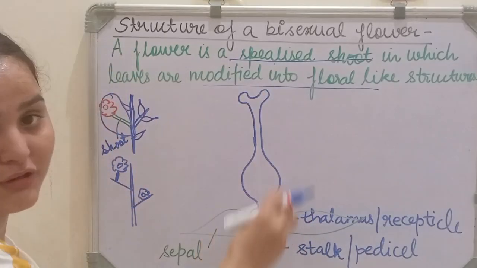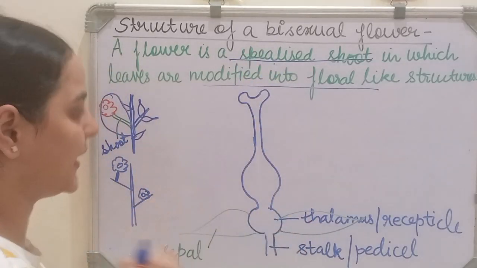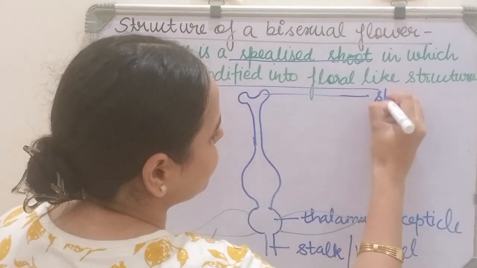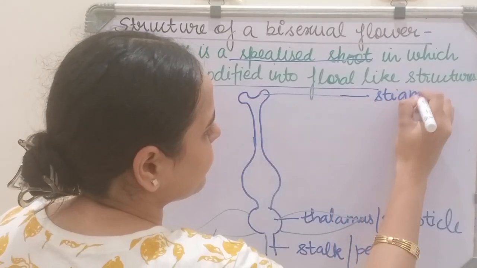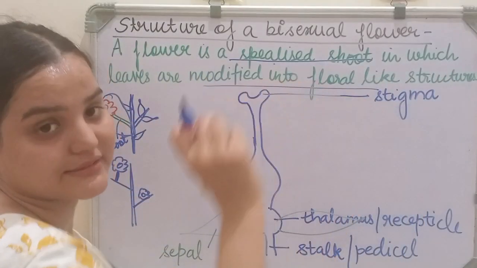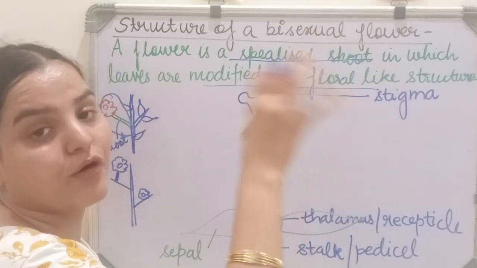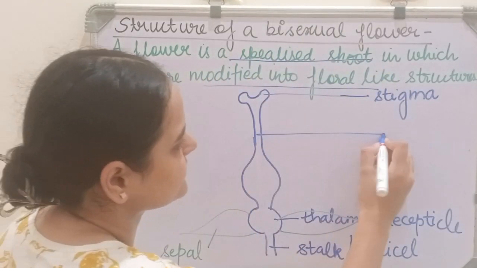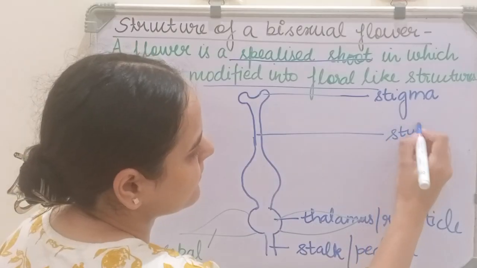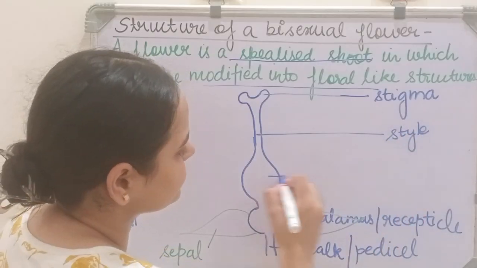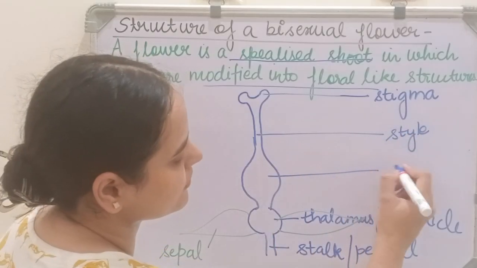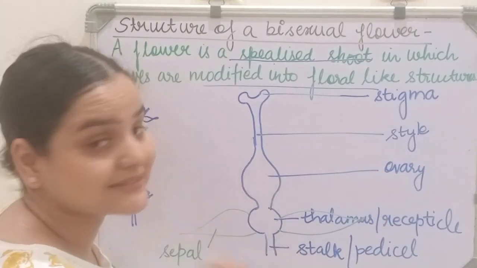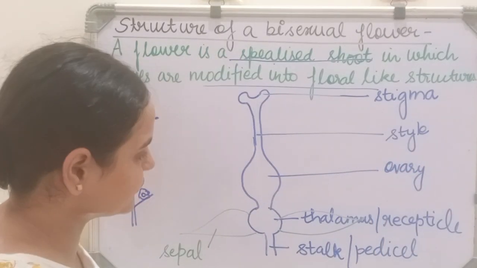Here I have drawn the female reproductive part. So this is stigma. This stigma receives the pollen grains. We will study about all those things later on. This is style, and this swollen part is called ovary. And inside the ovary we have ovules.